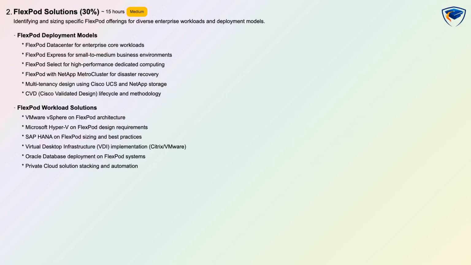You will learn how to choose deployment models like FlexPod Data Center, FlexPod Express, FlexPod Select, and FlexPod with NetApp MetroCluster for disaster recovery. Plan multi-tenancy with Cisco UCS and NetApp storage. Apply the CVD life cycle and methodology, and size workload solutions for VMware vSphere, Microsoft Hyper-V, SAP HANA, VDI implementations, Oracle database, and private cloud stacks and automation.